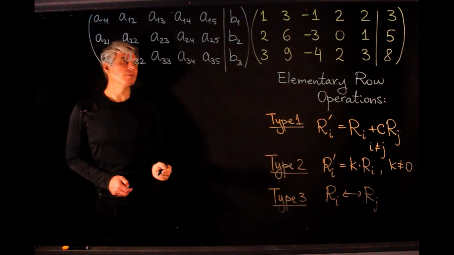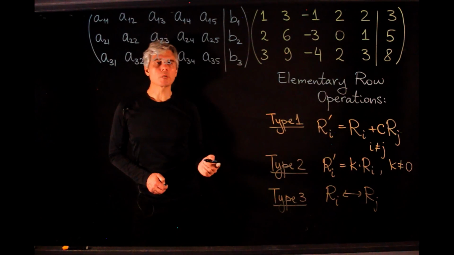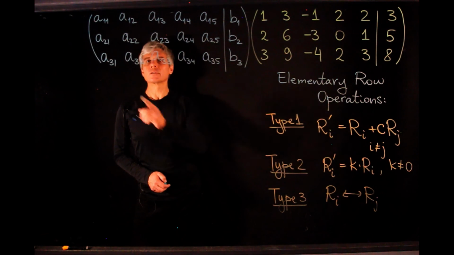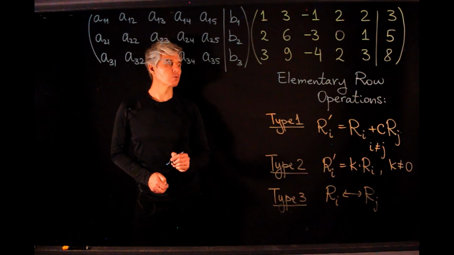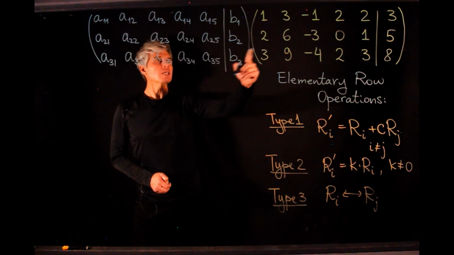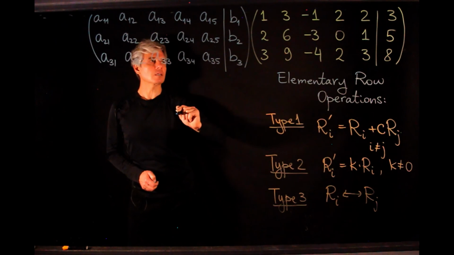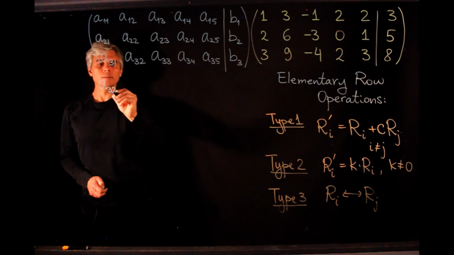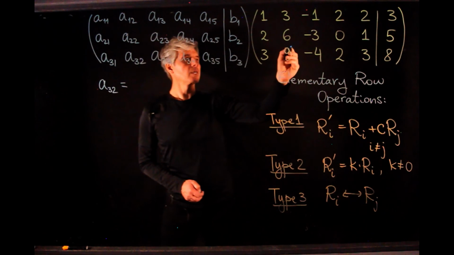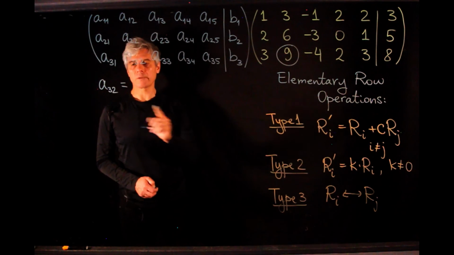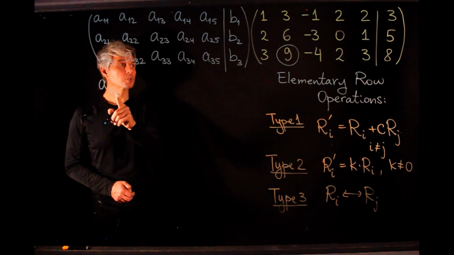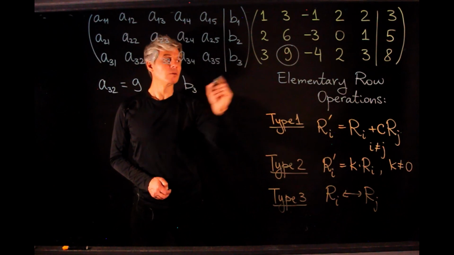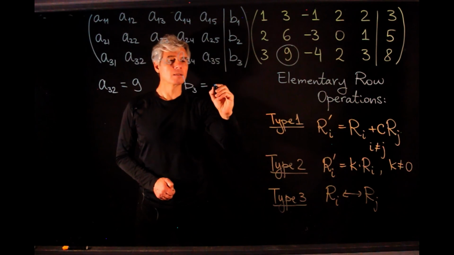Now, we will need this indexation for two reasons. One, to carry out proofs, and two, this form of writing is convenient for computers. So in particular, to translate this, the coefficient A32 is the coefficient here. So this is the coefficient in row 3, column 2. And so A32 here is equal to 9. And B3 for this matrix is equal to 8.